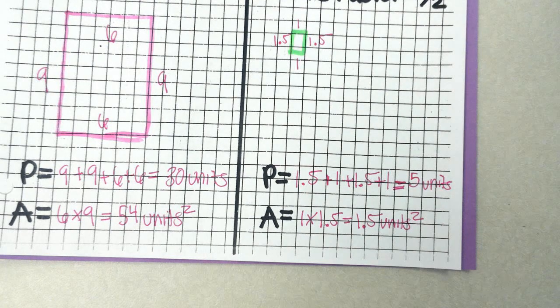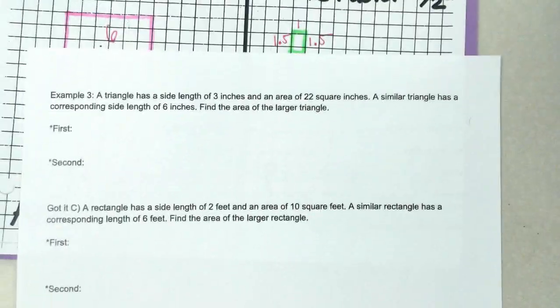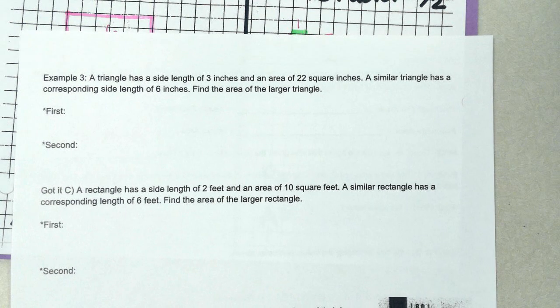Okay, who can read the next one for me? All right, Barry, thank you. Triangle has a side length of 3 inches and an area of 22 square inches. A similar triangle has a corresponding side length of 6 inches. Okay, so on this one, pick up a highlighter. What 2 parts? And I really do want you to try to think through this as I ask these questions, because you are going to have 3-story problems on your homework, okay?